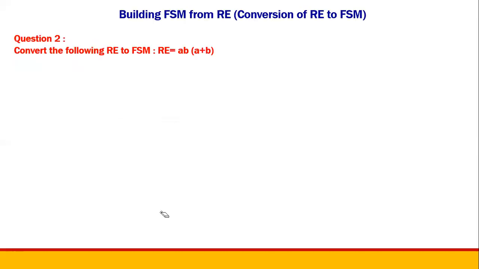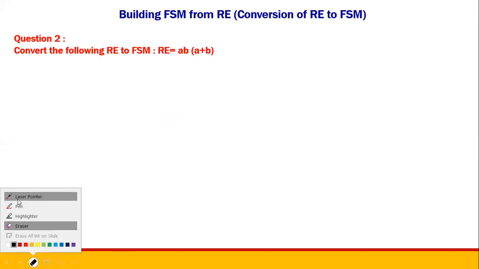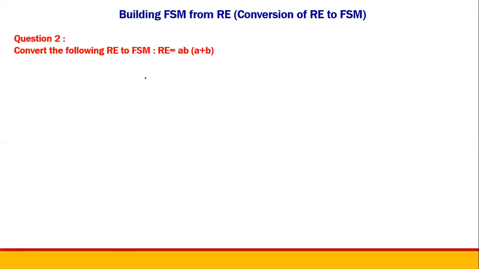Okay. Now we will move on with the next question. The next question is, convert the following regular expression to FSM, which is AB followed by A plus B. Again we can split it into AB first, and then A plus B. I will make a separate FSM for each, and then I will combine them using the dot operator.